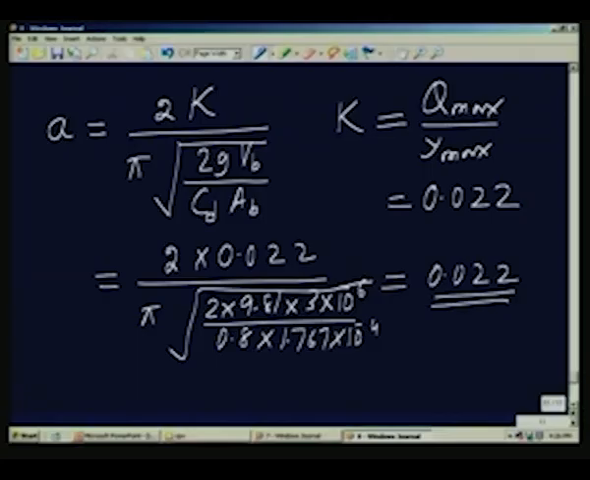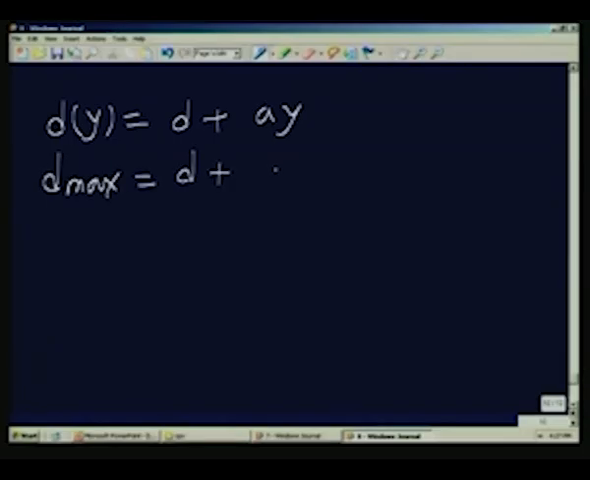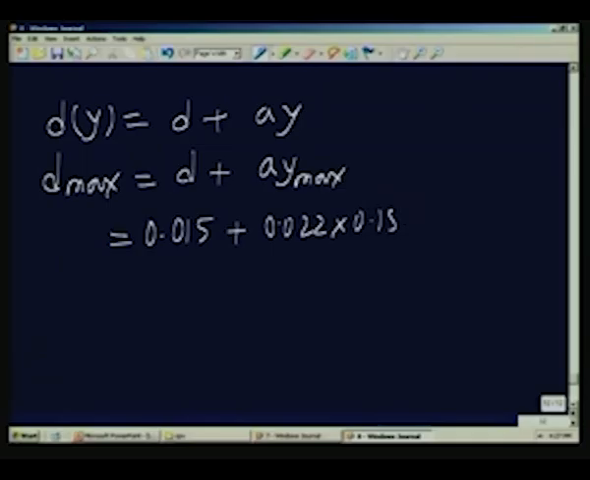Okay? And in fact, the taper parameter, if you remember, D at any Y value is equal to D plus A times Y. So, we can say D max is equal to D plus A times Y max, and all I have to do is to substitute. D is 0.015 plus 0.022 into 0.15 Y max, this comes to 0.0183 meter. So, the inner diameter at exit.